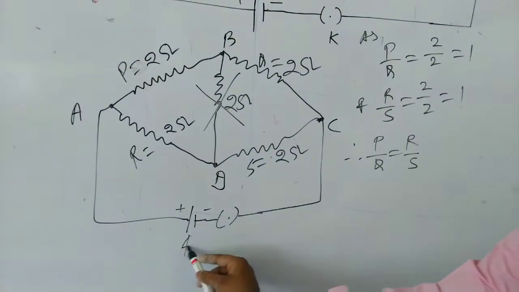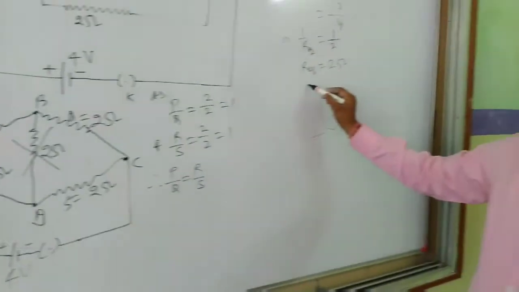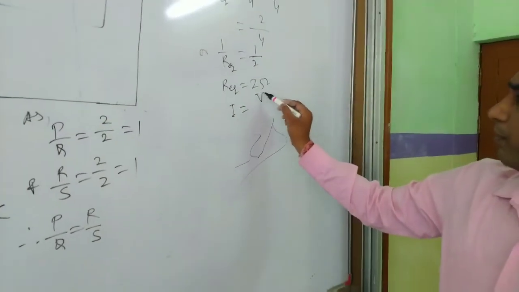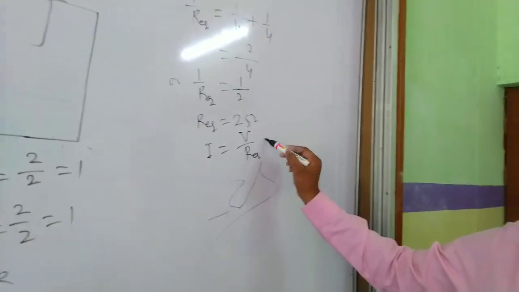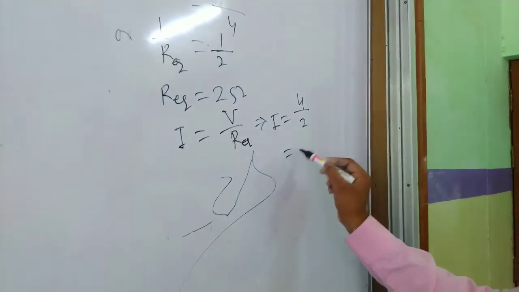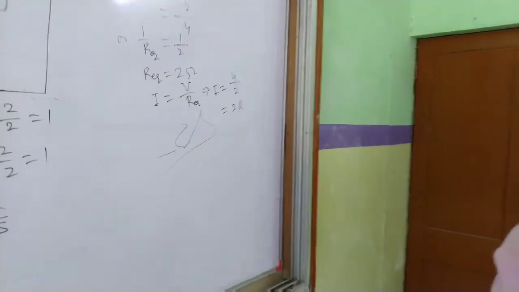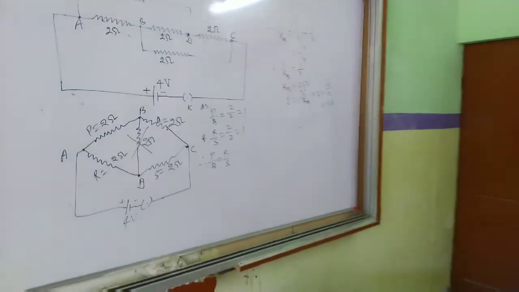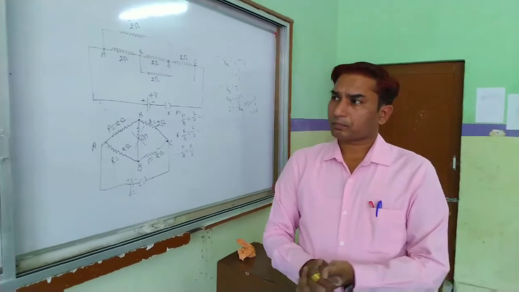Now the potential of the cell is taken as 4 volt, which is also given. Now current according to Ohm's law, I equals V by R. Then I equals 4 by 2, which equals 2 ampere. Such type of problem is also based on the Wheatstone bridge principle, and we apply the same principle here.